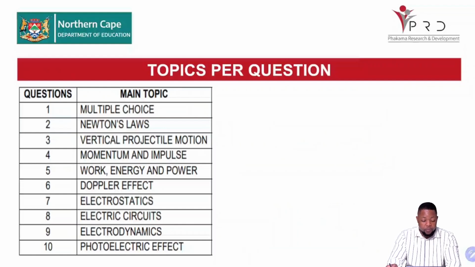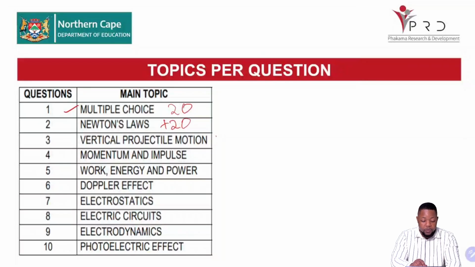Now, let's look at the topics per question. This is how your paper is going to be. Question 1, you're going to get multiple choice questions. Remember, there are 10 of them with a total of 20 marks. And then you get your Newton's laws, plus minus 20 marks.